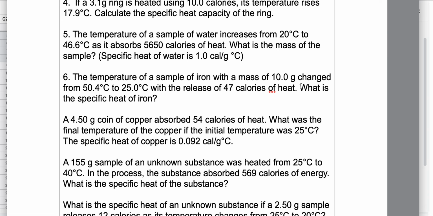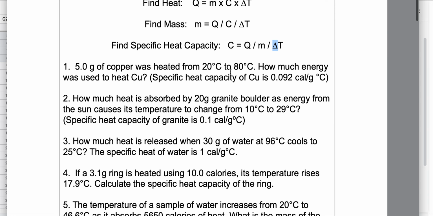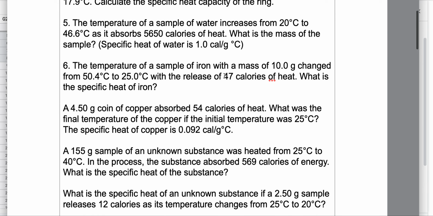Here it's asking, what is the specific heat of iron? Again, we're trying to find the specific heat. That's this one. So you're going to take the heat divided by the mass, and then divided by the change in temperature. Heat divided by mass divided by change in temperature. So let's find the heat. There it is, 47 calories.